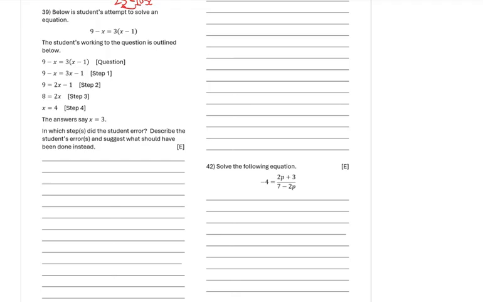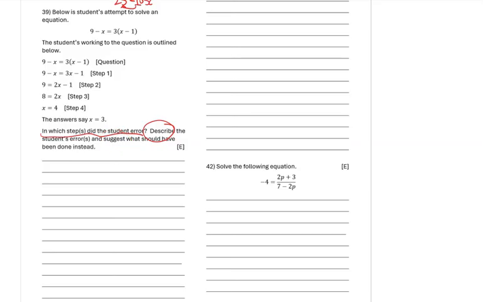So we've now scrolled down to question number 39. And 39 is the first of the excellence questions. All right, so we have a question which is given up here. And basically this here is the student's working. And they've got an answer of x equals positive 3. And the question we've got here is, in which steps did the student make an error? We've been asked to describe the error and then suggest what should have been done instead.